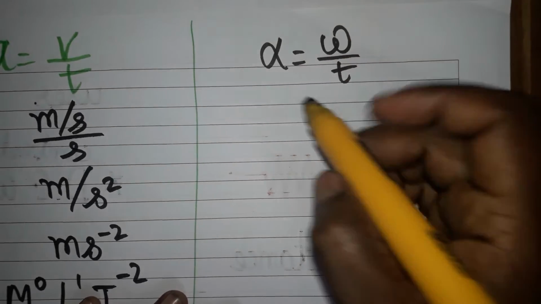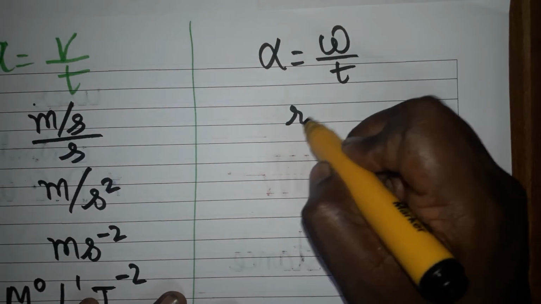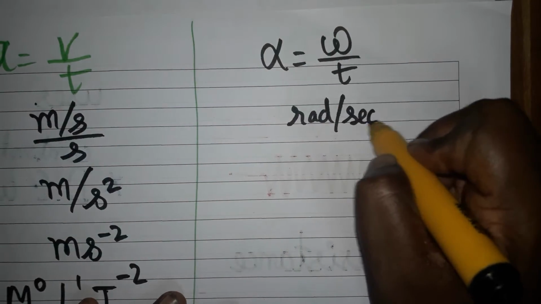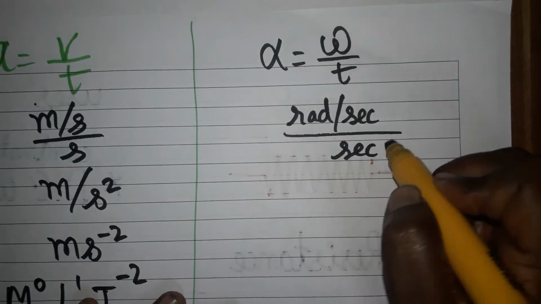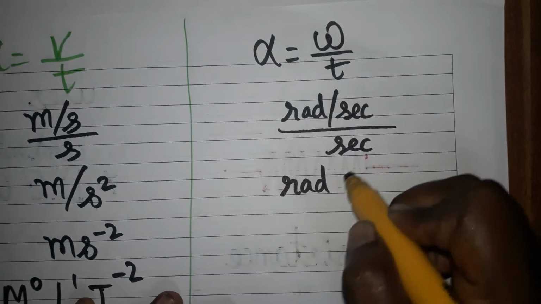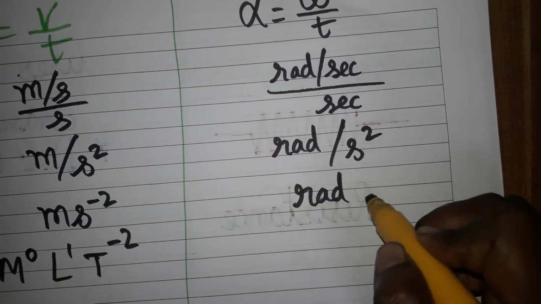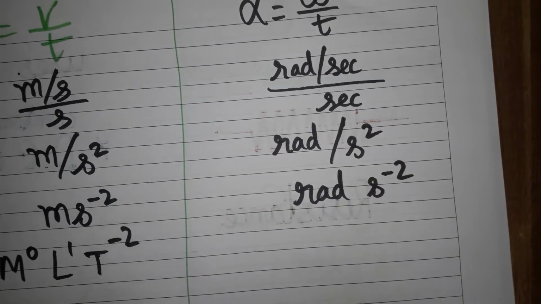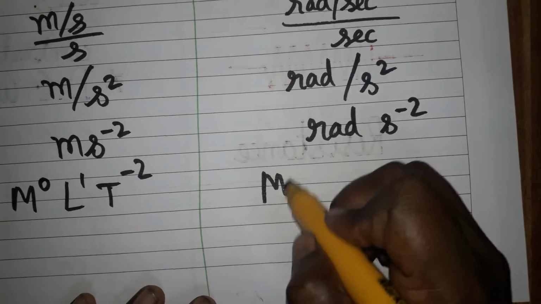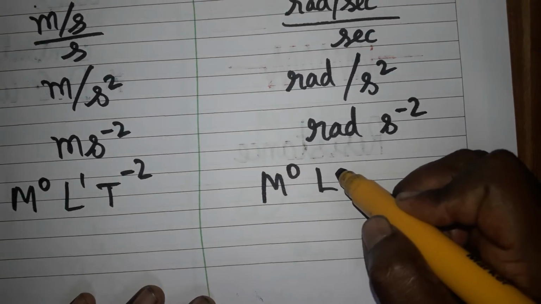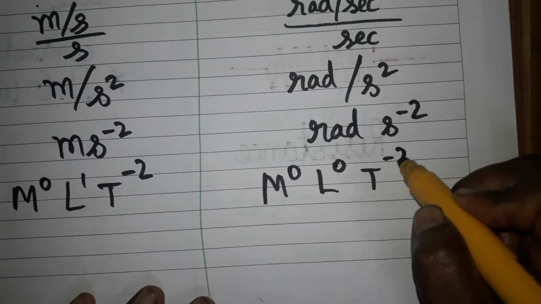Again, for angular acceleration, what is the dimensional formula? Omega is radian per second and time is second, so radian by second square. Taking the denominator to the numerator, radian second minus 2 will be there. The dimensional formula is M power 0, L power 0, T power minus 2.